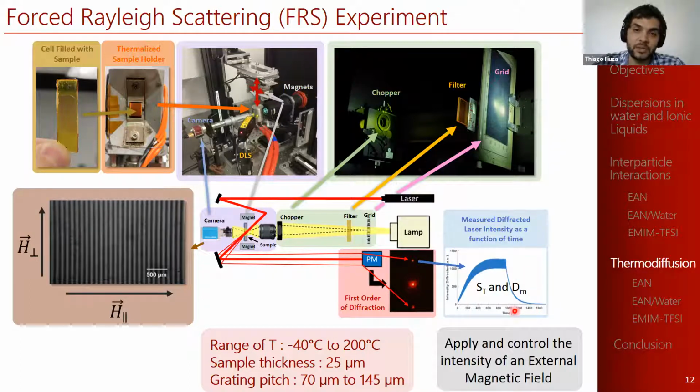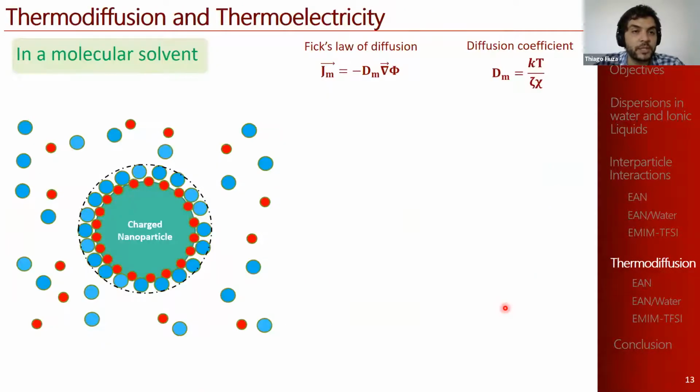Okay, so in addition to all of these measurements, we can also apply an external magnetic field using permanent magnets here. So when we put this down, we can apply a field that is perpendicular or parallel to the concentration gradient.